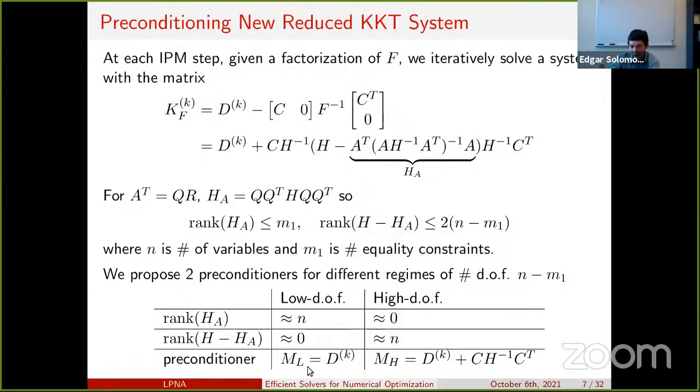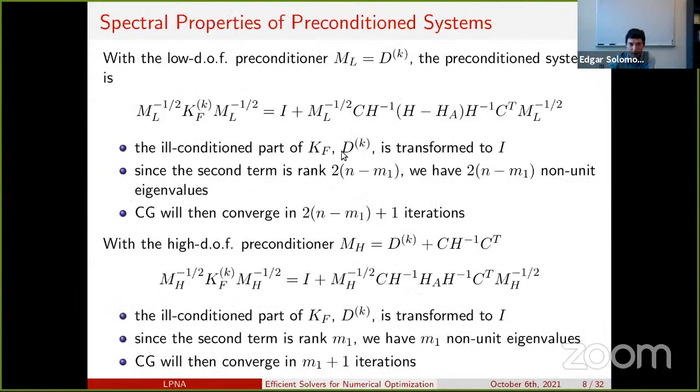So we'll design preconditioners that are specifically targeting the regime when there's a low number of degrees of freedom, namely the difference between the number of variables and the number of equality constraints, and another preconditioner for the high degree of freedom case, which you can think of as approximating this term. But it's perhaps better to think about these preconditioners as trying to turn KF into something that's identity plus low rank. And that's exactly what these accomplish.